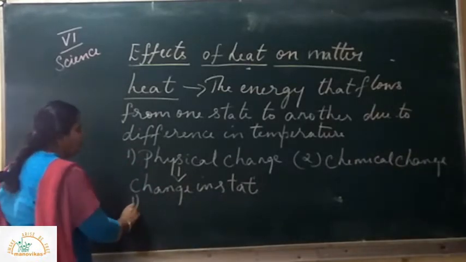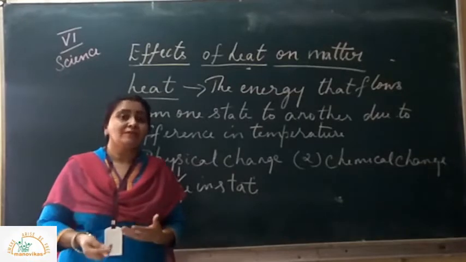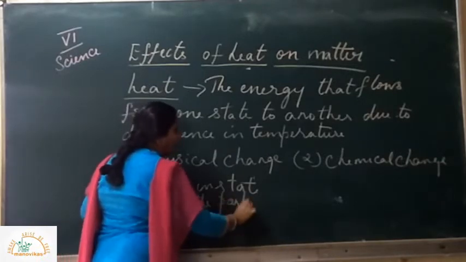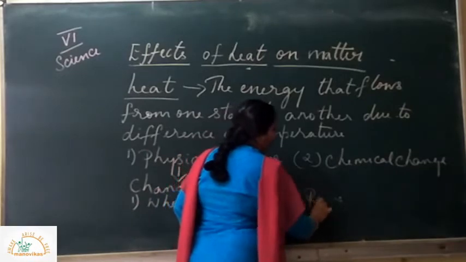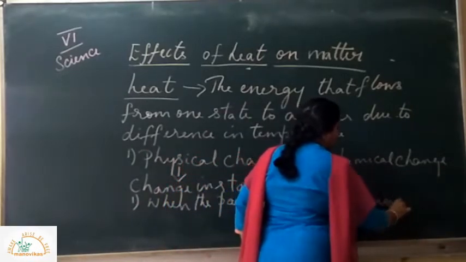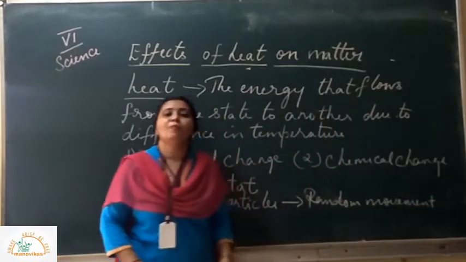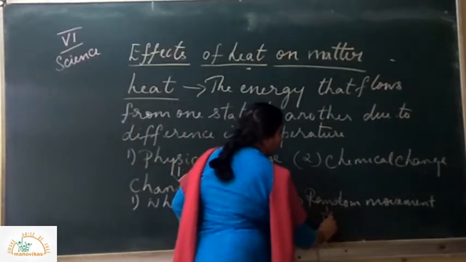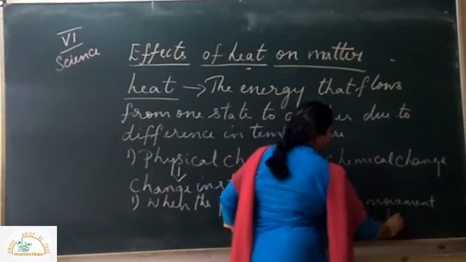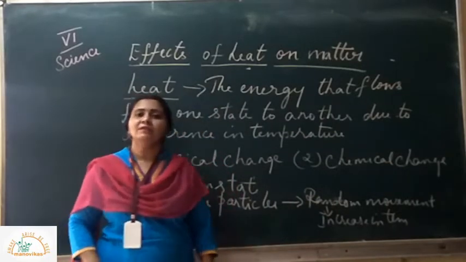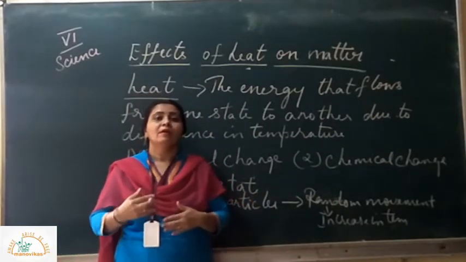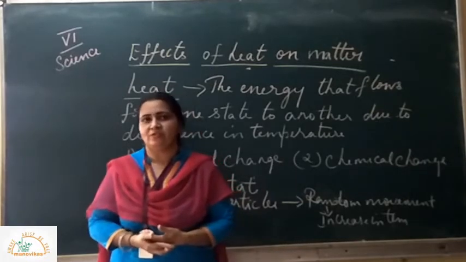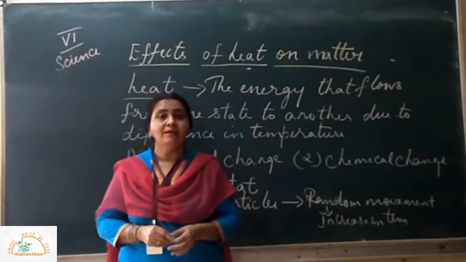When the particles are heated, what happens? Random movement of particles takes place. Due to this random movement, what happens? There will be an increase in temperature. Because of this, the state of matter changes, and the arrangement of particles also changes. So this is what happens in change in state.